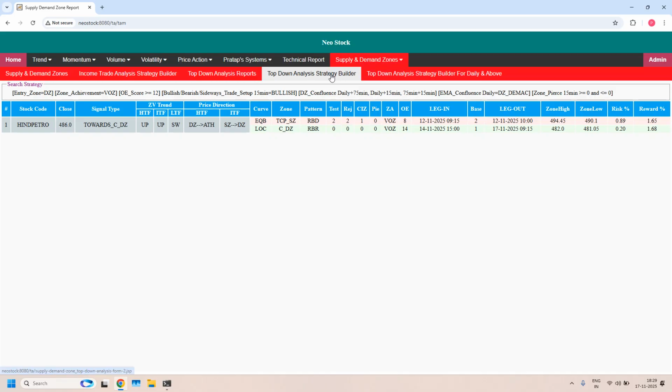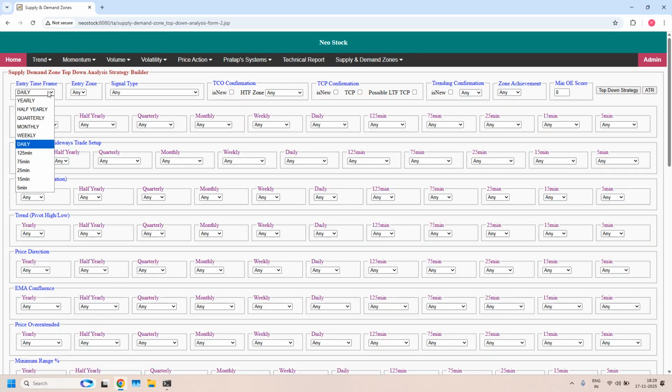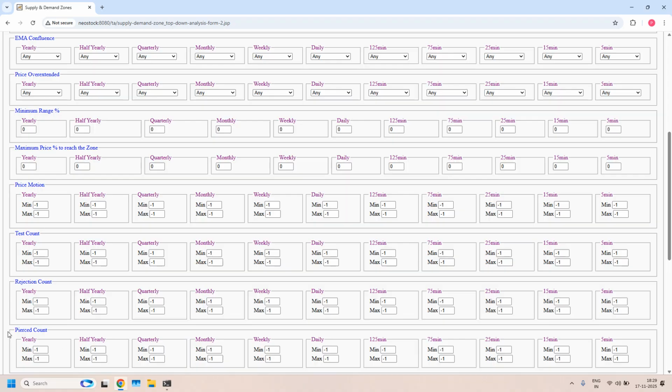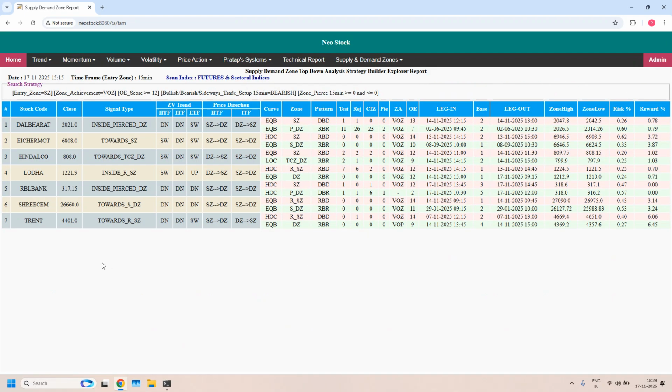Next, bearish trade setup for daily income trade. Entry time frame zones are 15 minutes supply zone, and here bullish or bearish at 15 minutes. I am selecting bearish. Zone achievement violated opposing zone. Minimum order enhances score 12. And also this 15 minute supply zone should not be pierced. So in the pierced count parameter, at 15 minutes time frame, I am setting minimum value 0, maximum value 0.